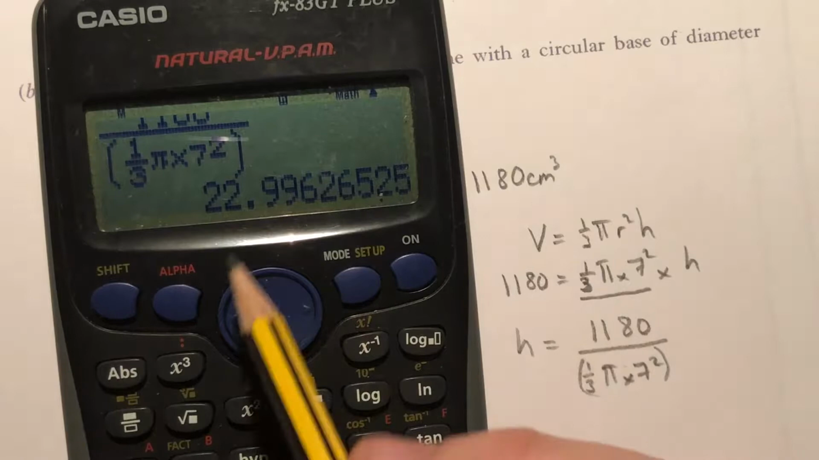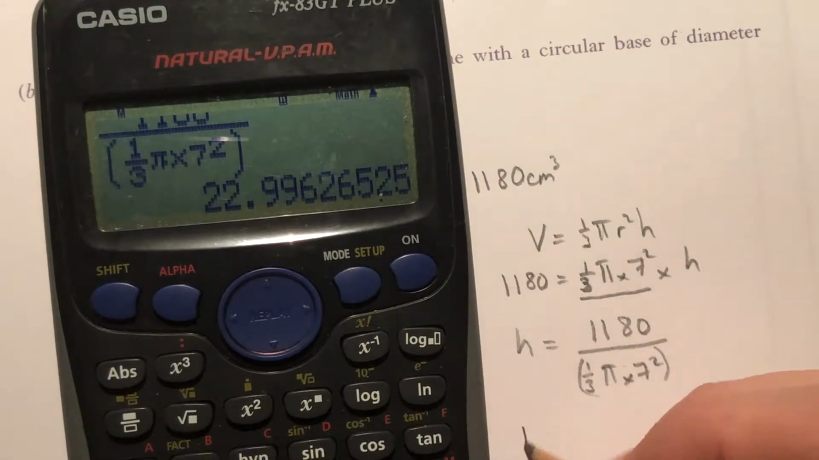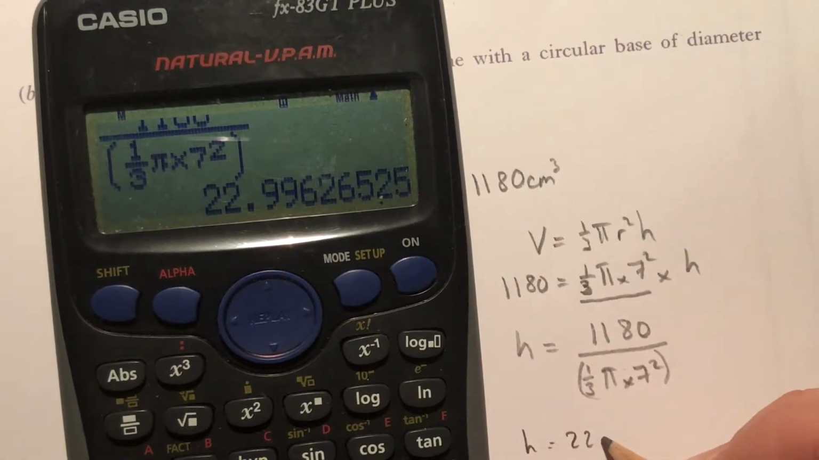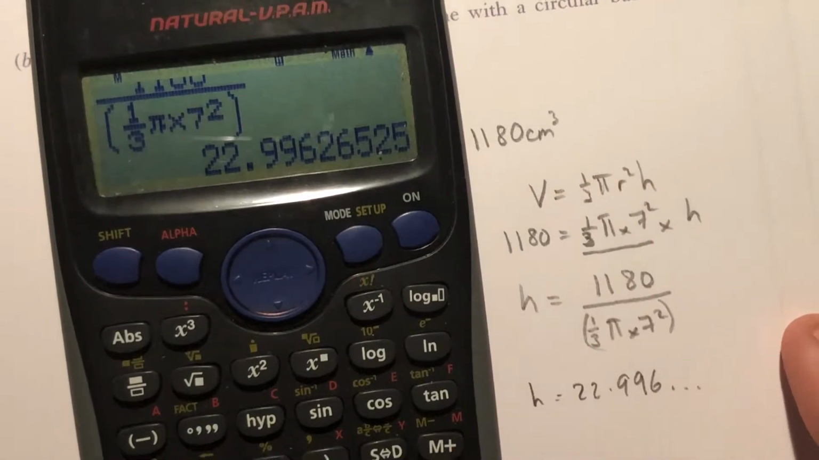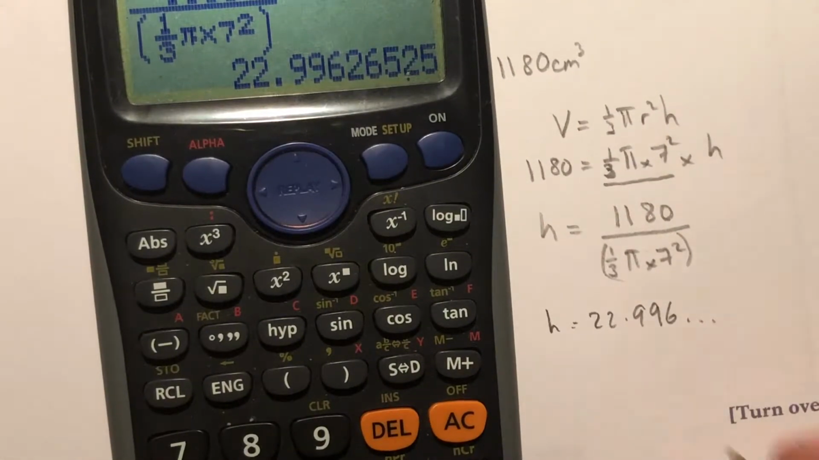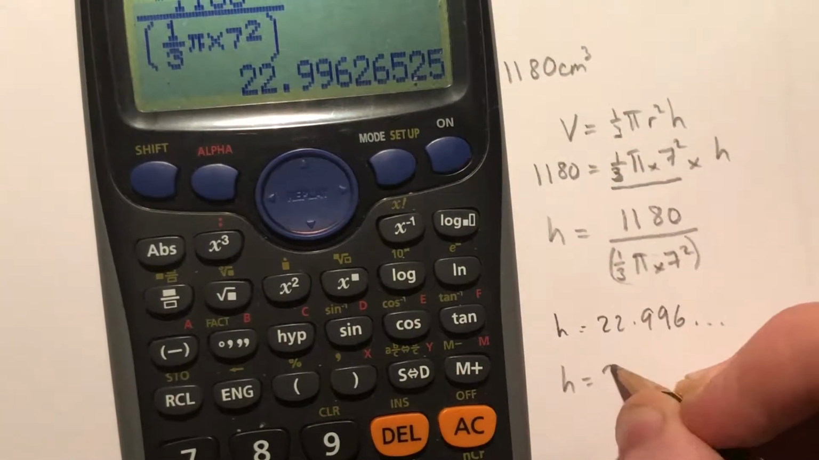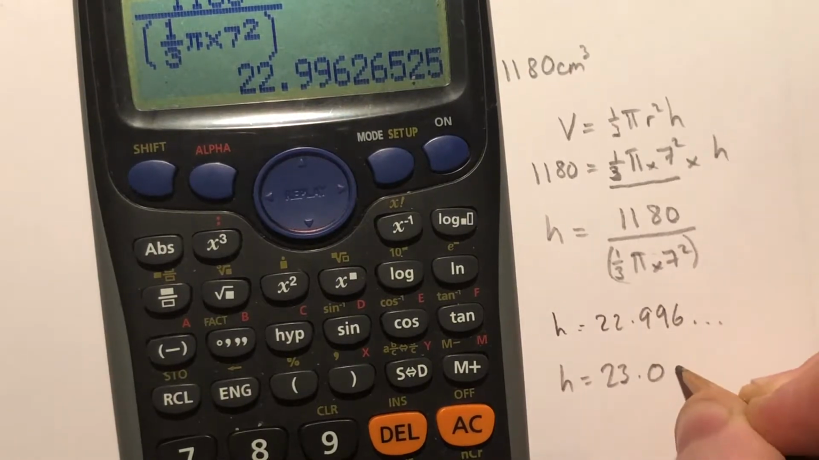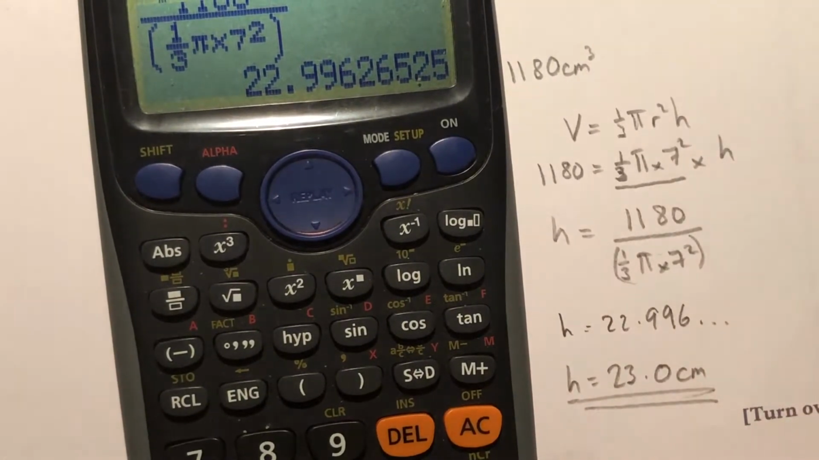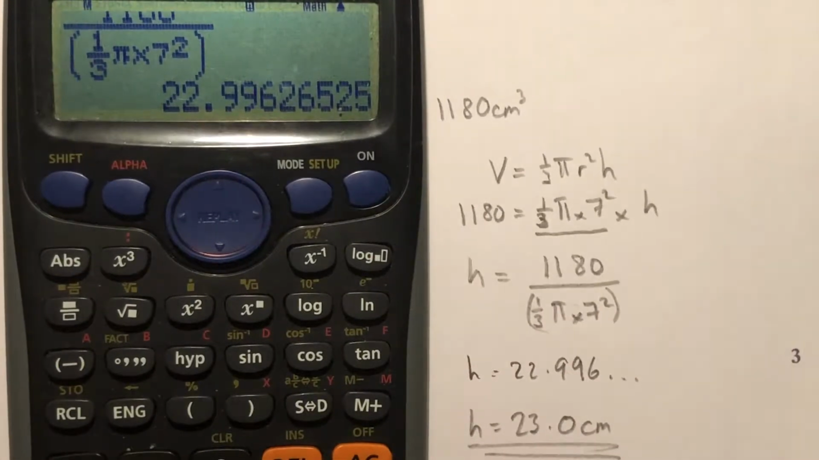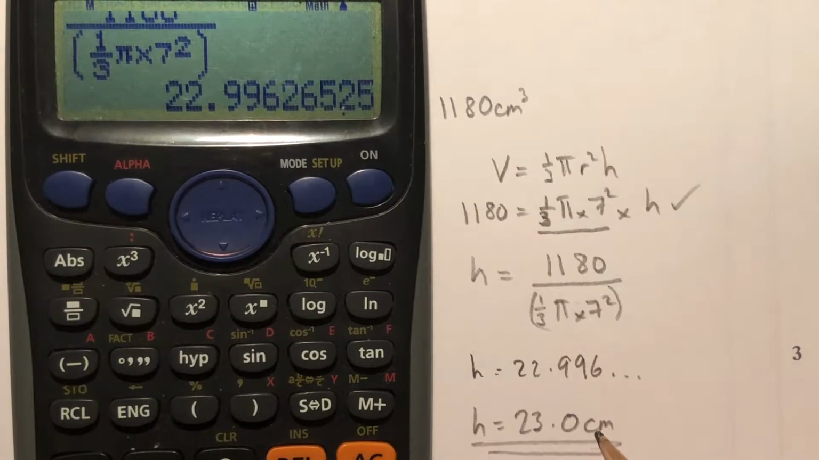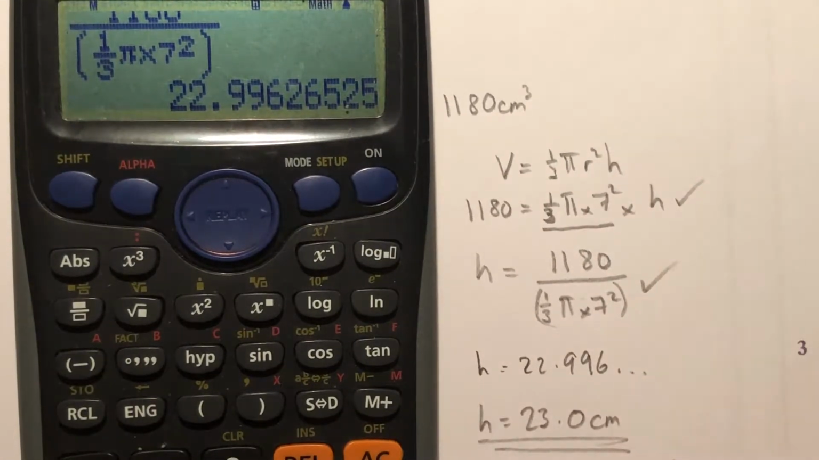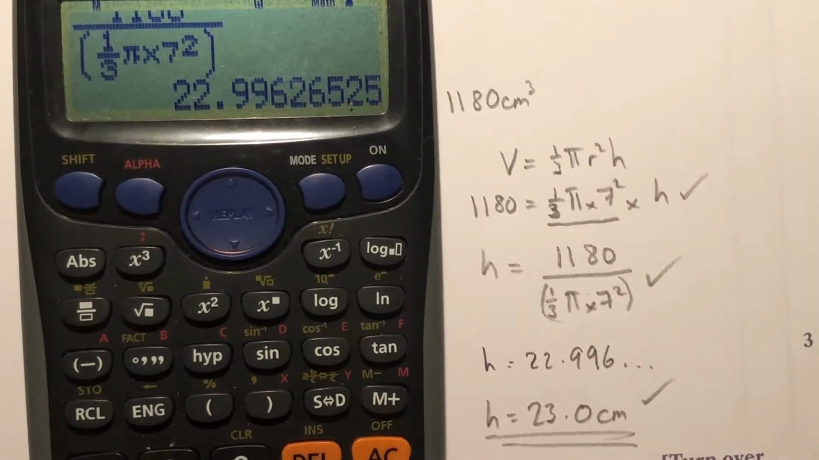That gives us 22.99, so h equals 22.996, etc. Notice I'm just putting the 3 dots in there to highlight that there are extra digits afterwards, just that we don't care that much about what those digits are. But fundamentally, it's pretty much 23.0 centimetres. Okay, so again, that was worth 3 marks. 1 mark for managing to put it back into the formula for a cone, 1 mark for managing to rearrange it, and 1 mark for your final answer.